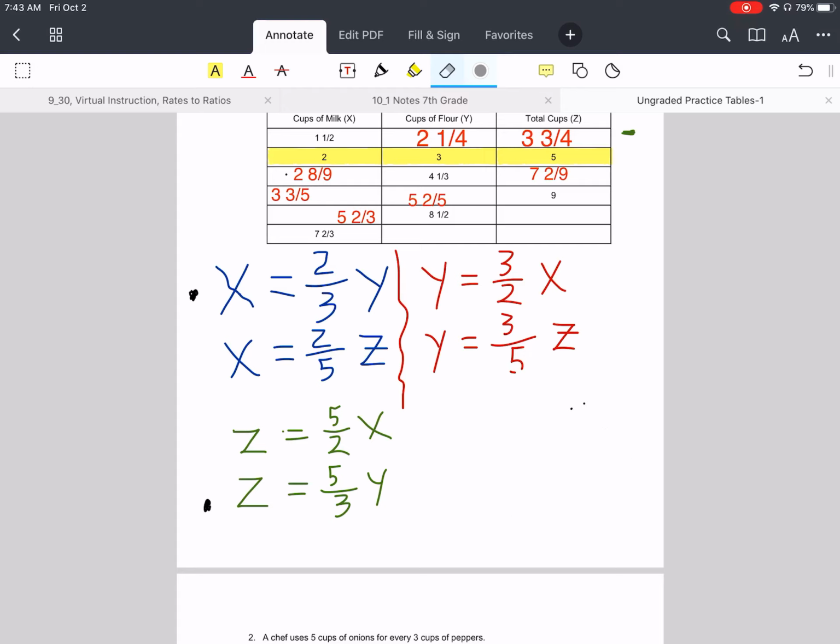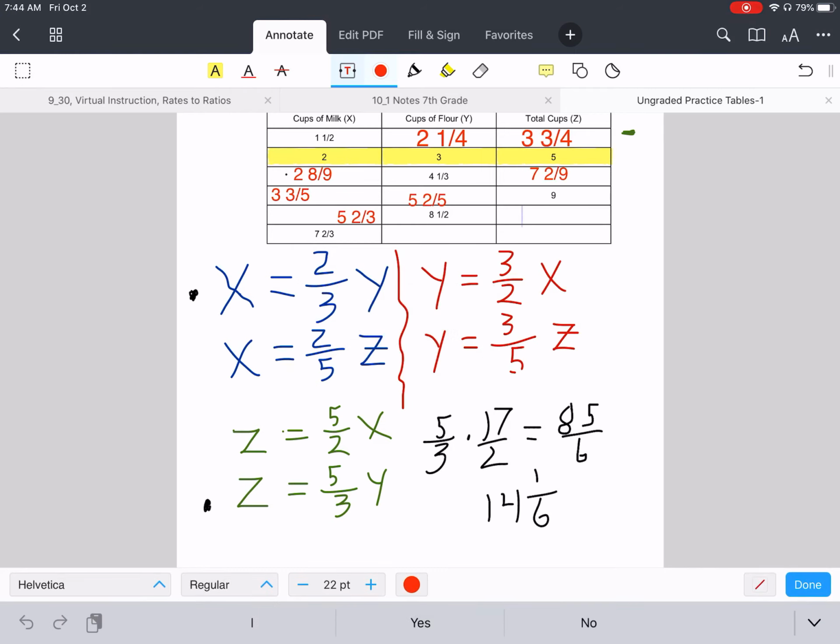Then we're multiplying 5/3 times 8 1/2 to get the z value. So 5/3 times 17/2, that's going to equal 85/6. We can see that 6 times 14 is 84. So there's 14 wholes and 1/6 left over. So that gives us a grand total of 14 1/6. We see that our basic multiplication and math facts come in very useful too.